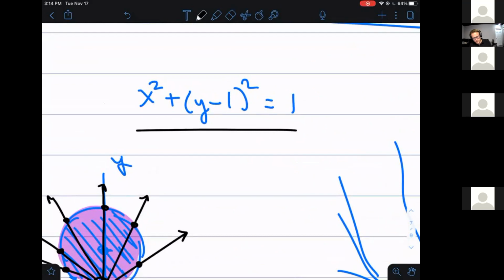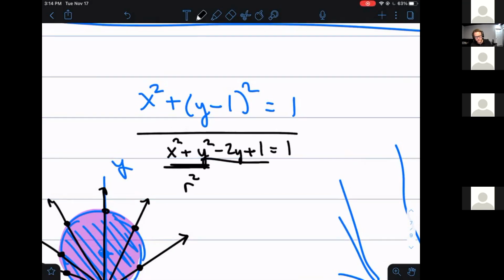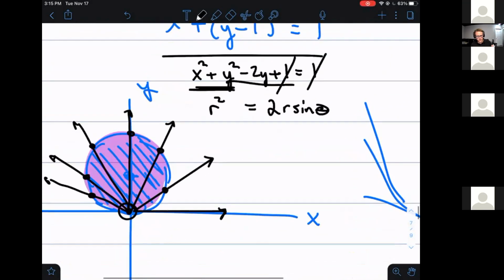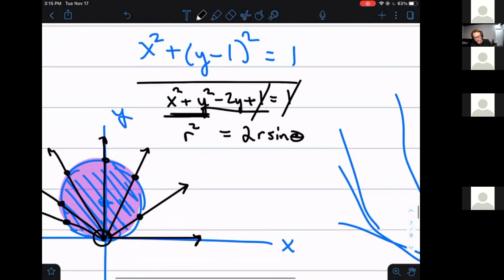So I need to turn this into an r equals thing. This takes just 30 seconds or so. x squared plus y squared minus 2y plus 1 equals 1. That is, I FOILed this out. x squared plus y squared is r squared, and the 1s can cancel. If I move the 2y to the other side, I get 2r sine theta. Now, assuming that we're not stuck at the origin, which we already took into consideration, we can cancel out those r's, since we're not dividing by zero here, and we get r equals 2 sine theta.